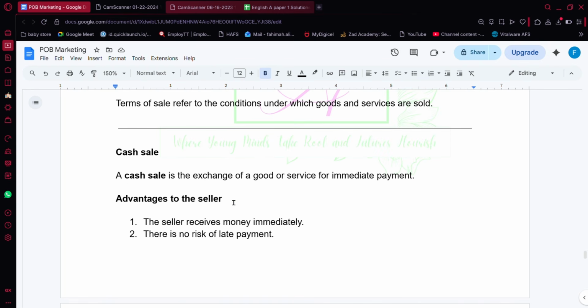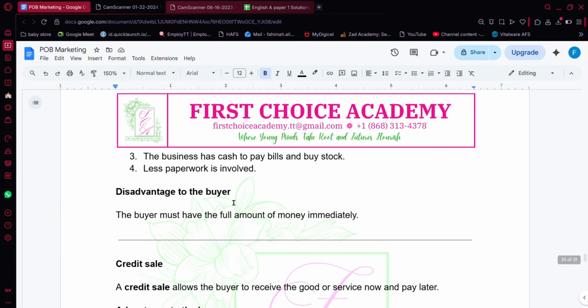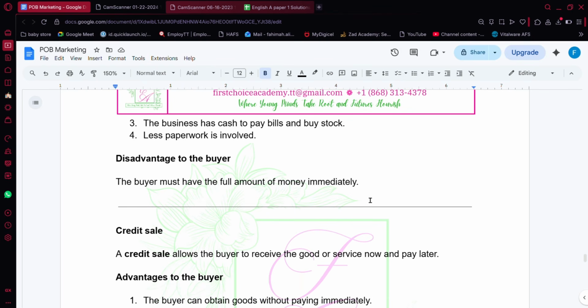Cash sale is the exchange of goods or services for immediate payment. Advantages to the seller: the seller receives money immediately, there is no risk of late payment, the business has cash to pay bills and buy stock, and less paperwork is involved. Disadvantages to the buyer: the buyer must have the full amount of money immediately.